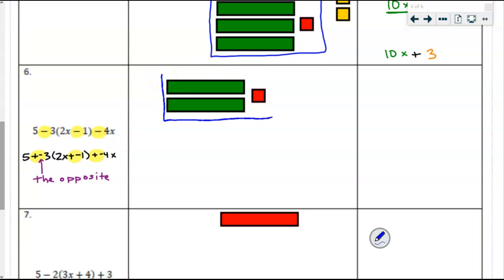And I know what you guys are thinking. Why are you doing green ones? I'm doing green ones because I'm modeling the problem in the order that it should be modeled, right? Because the problem says 2x plus a negative 1. So 2x tiles, a negative 1.